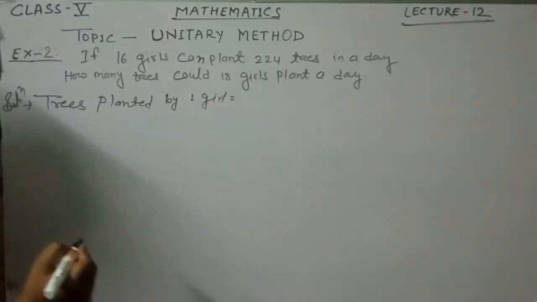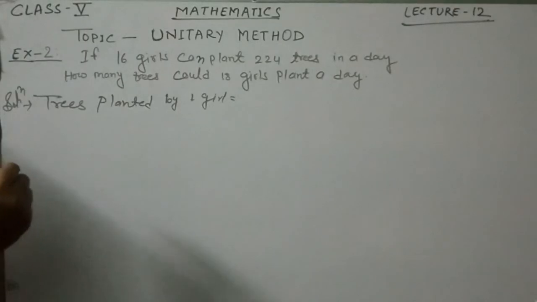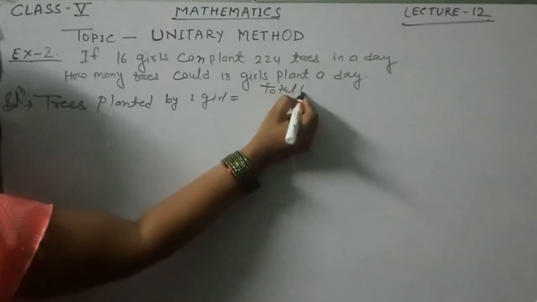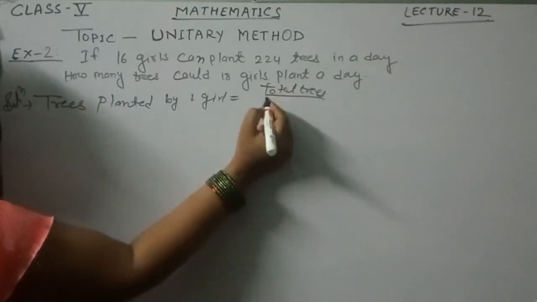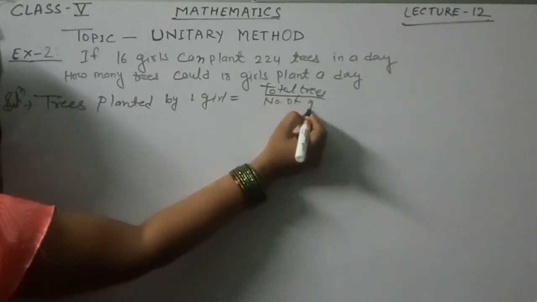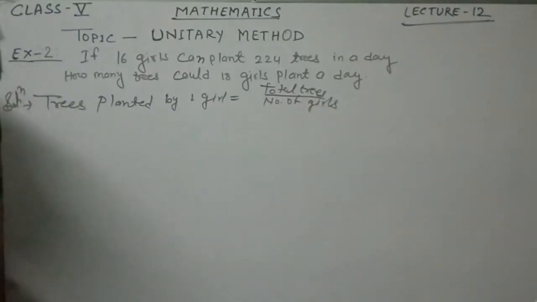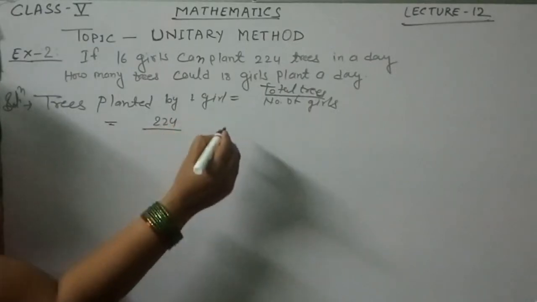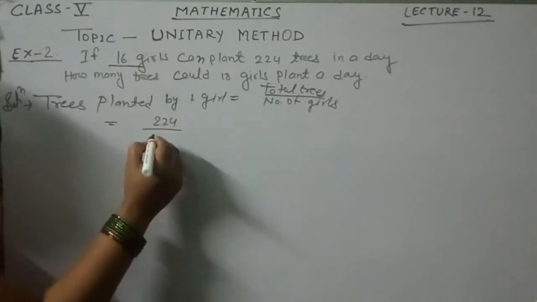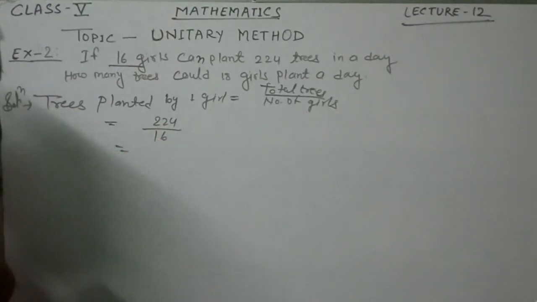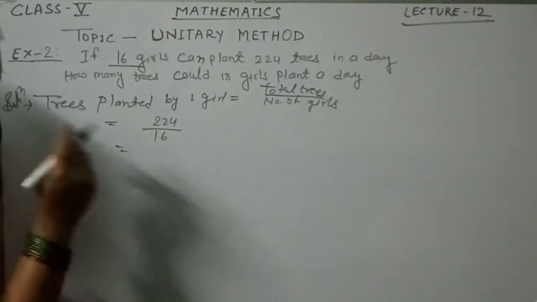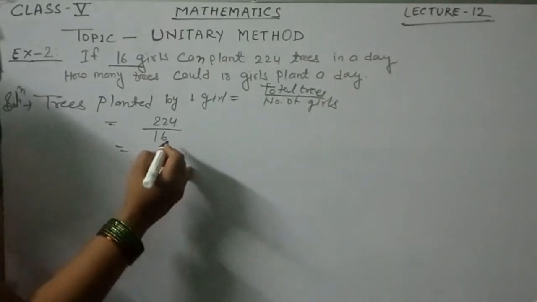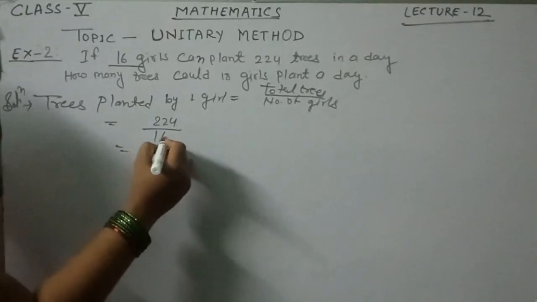What I told you, we have to write the total trees divided by the number of girls. Okay, then what is the total trees here? 224. And how many girls, total girls is here? 16. Divide it. If you don't know division, draw in rough paper, write and solve, and after then you write here. That is the answer here, 16.